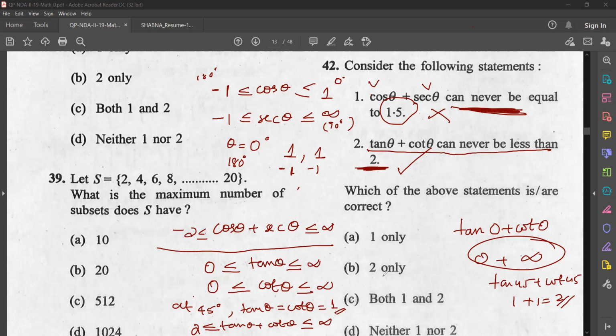So which is the correct option? 2 only. 2 only is the correct option. Go to the next question.